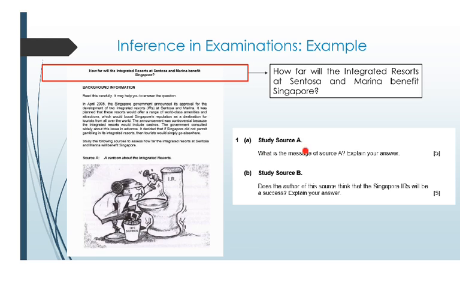So, study source A. What is the message of source A? Explain your answer. Study source B. Does the author of this source think that Singapore IELTS will be a success? So this is a message inference and this is a stand inference. So let us start with question A.